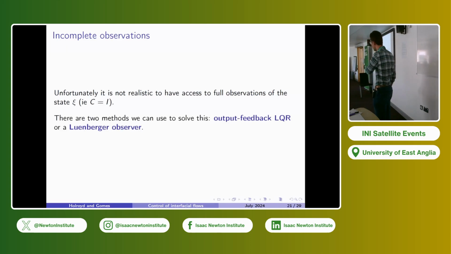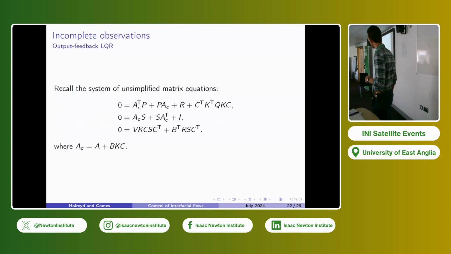And so we've got two methods that we can use to do this, one of which we've hinted at before with that system of equations, and the other of which is something slightly different. It's called the Luenberger observer.